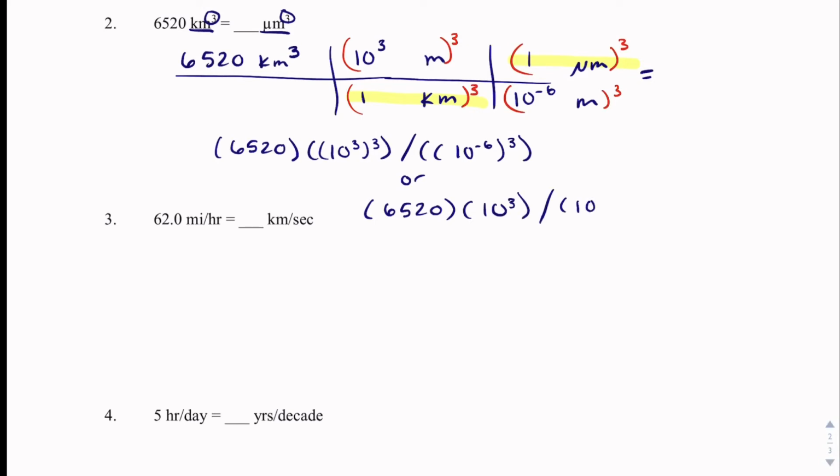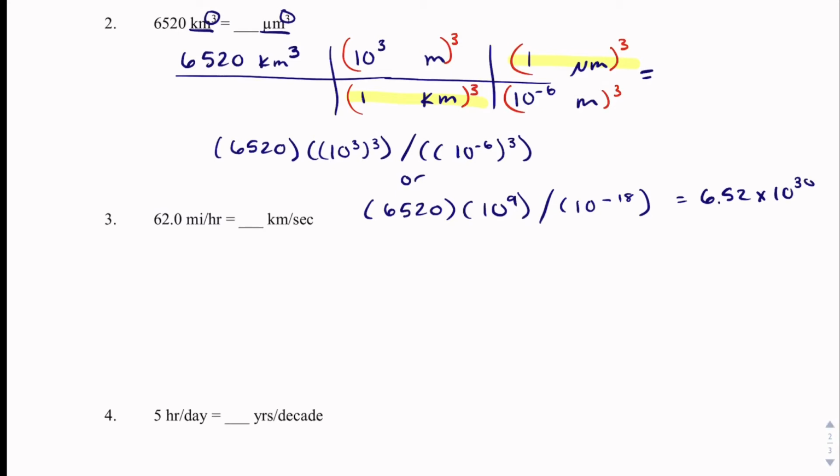Oops, I don't know why I did 10 to the 3rd. I just do it in my head oftentimes, 10 to the 9th and then 10 to the minus 18. So that is what I'm plugging into my calculator, 6520, parentheses, 10 to the 9th, parentheses, divided by 10 to the negative 18, parentheses. And when you have doubled and cubed and squared units, you tend to get really big or really small numbers. So I get 6.52 times 10 to the 30th.